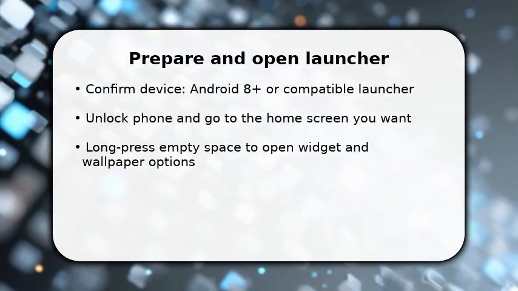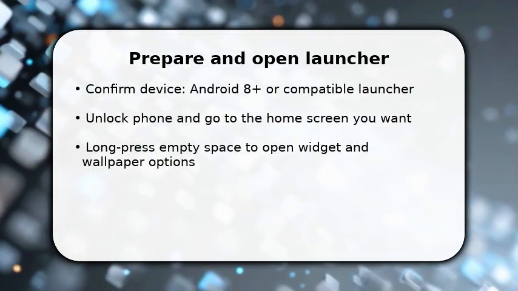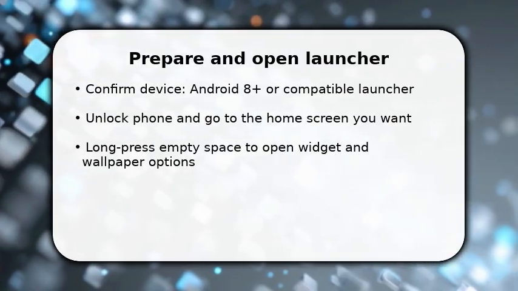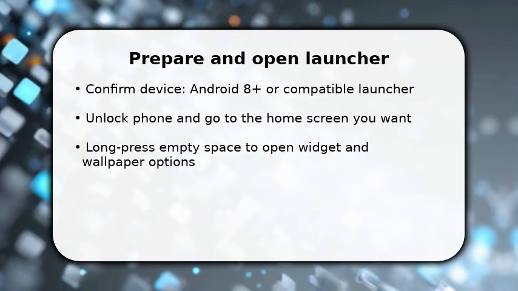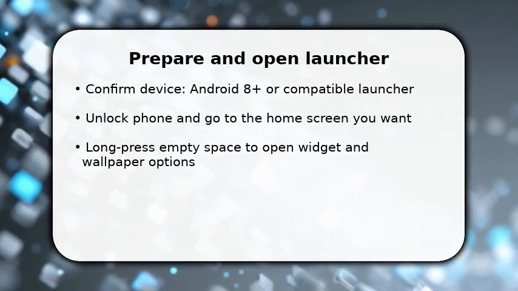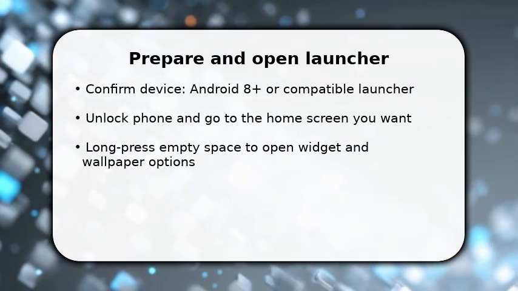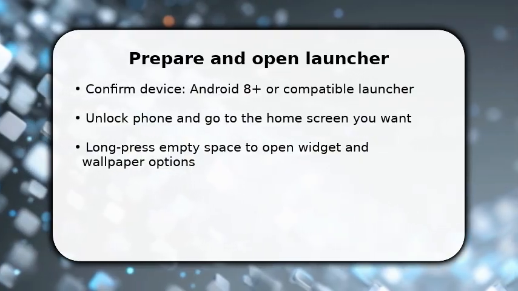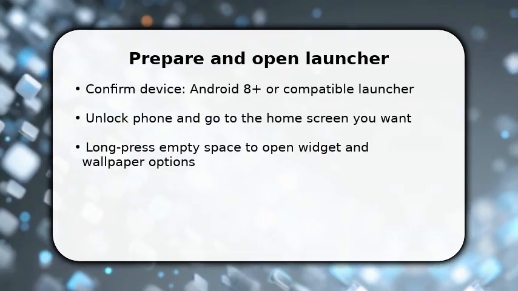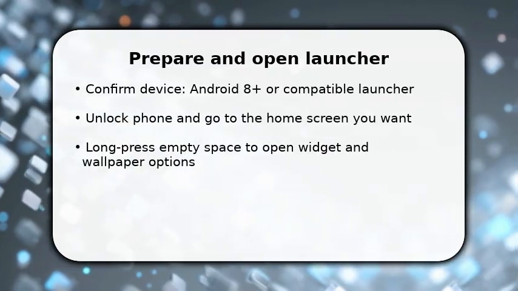You start by confirming your device and launcher support. This matters because some custom launchers change widget access. Unlock your phone and stand on the home screen where you want the Google search. Once there, long press an empty area to open the menu that shows widgets, wallpapers, and home settings.